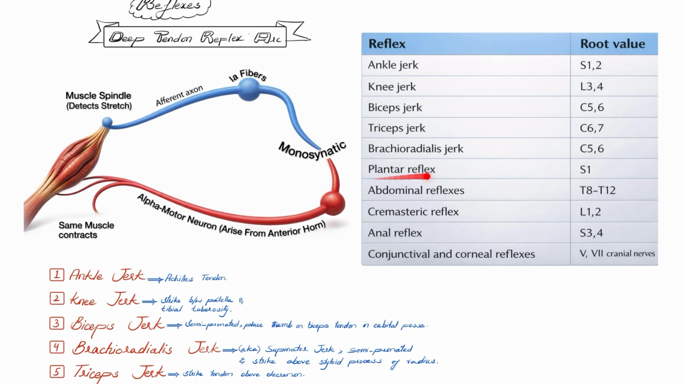For the plantar reflex, which is a superficial reflex, the root value is S1. Abdominal reflex is T8 to T12. For the cremasteric reflex, the root value is L1 and L2. And for the anal reflex, the root value is S3 and S4. And for conjunctival and corneal reflexes, the root value is cranial nerve 5, which is the trigeminal nerve, and the facial nerve, which we have already discussed.